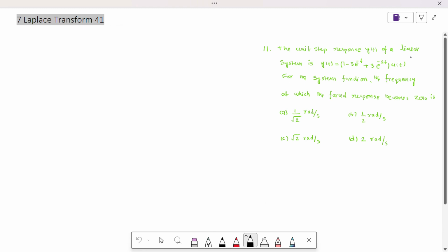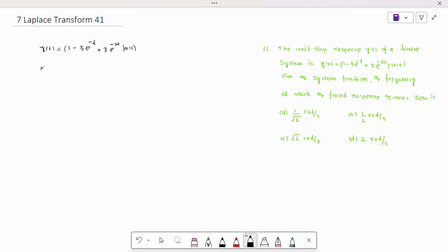Now the unit step response y(t) is given for the system function. Find the frequency at which the forced response becomes 0. So this y(t) equals (1 − 3e^(−t) + 3e^(−2t)) u(t).